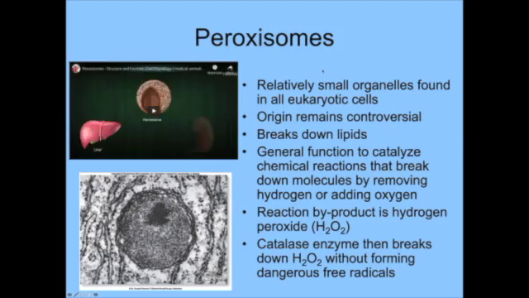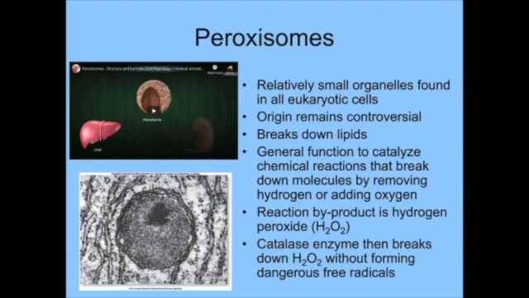Now that brings us to peroxisomes. Peroxisomes are very small organelles. Where they came from and why we have them, nobody really knows. Their primary function is breaking down molecules, especially lipids. They catalyze chemical reactions as well. They break down molecules by removing a hydrogen or adding an oxygen to it. And these types of reactions create a waste product known as hydrogen peroxide.